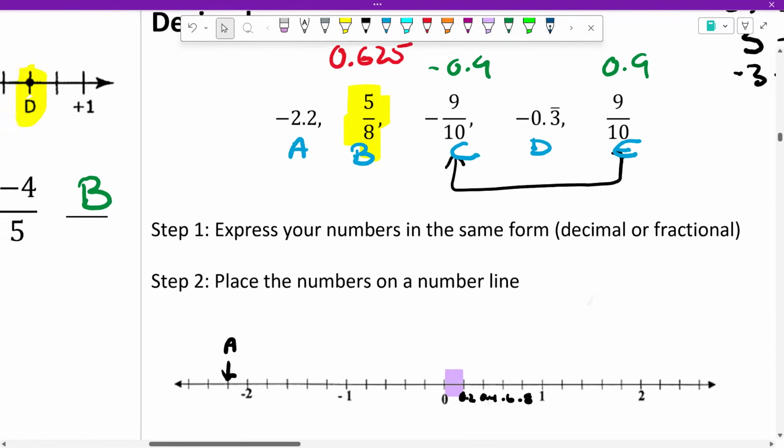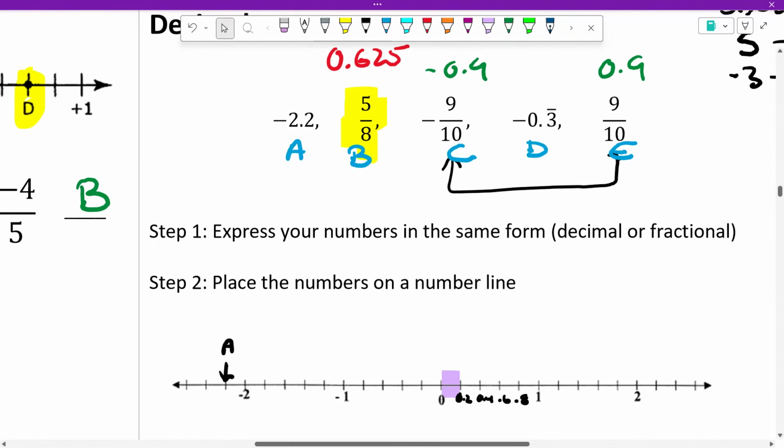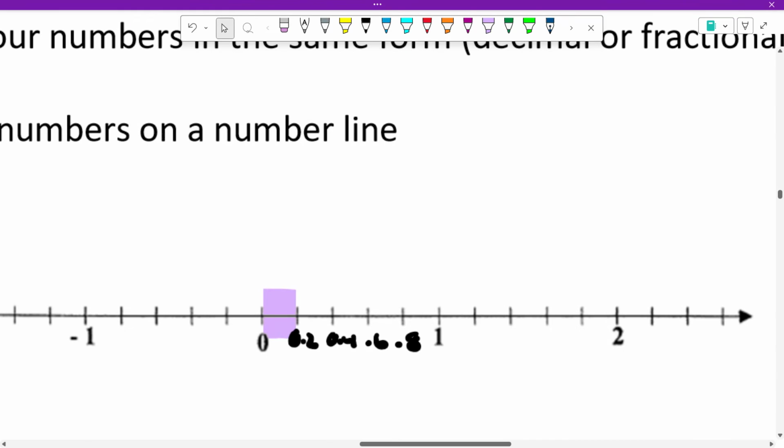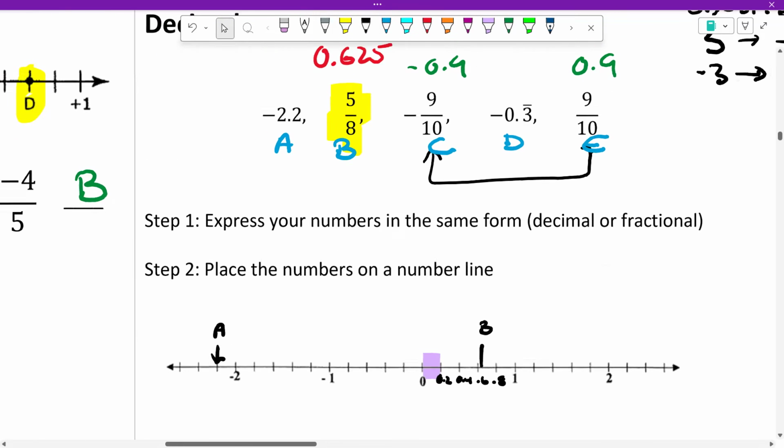Let's do B, which is 0.625. Yeah, B right here, it's going to be in between 0.6 and 0.8. All right, somewhere in there. We have to do a rough guess. Is it closer to 0.6 or is it closer to 0.8? You need to be a little bit more accurate with your placement. So just a little bit right of it, not close to 0.8, but more on this side. There we go. B goes there, all right?